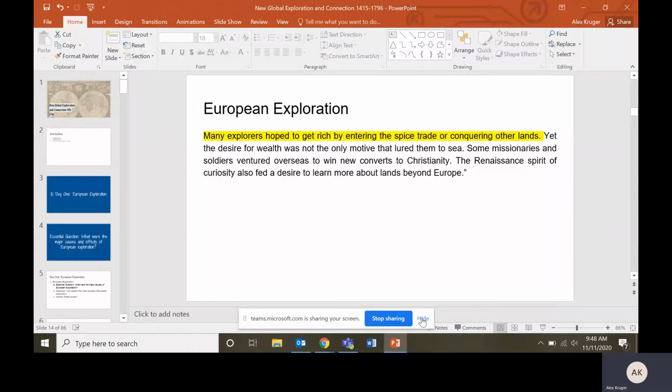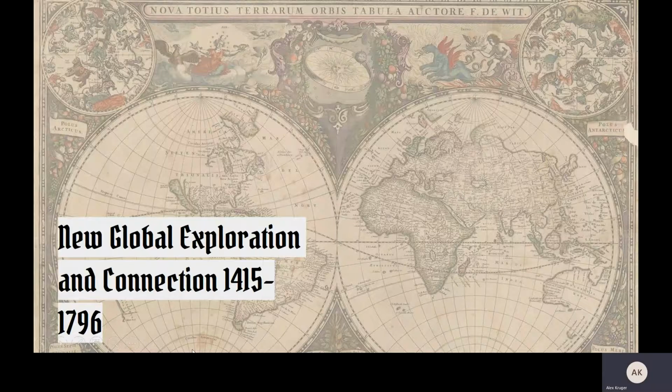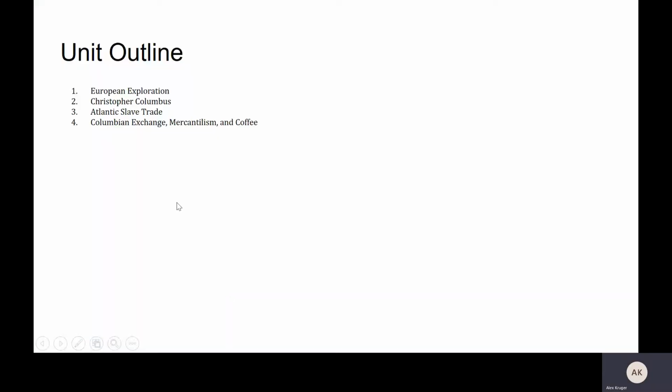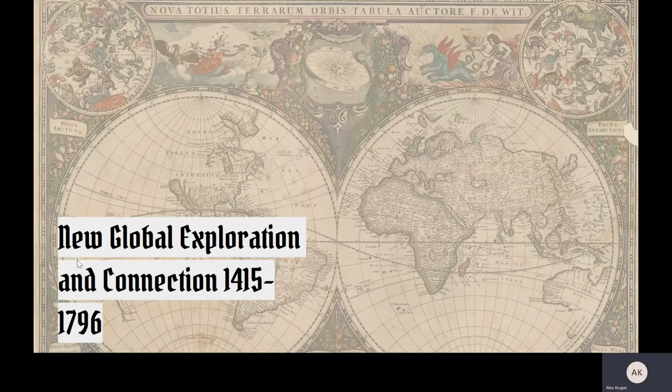Okay, so screen sharing, hide. Let's pull up the old, there it is. Laser pointer. So: New Global Exploration and Connection, 1415 to 1796. I'm also going to post a little guided notes type situation with this, so you all can fill it out after the video, or during the video, or just referencing the slides, however you want to. But the assignment points will be the guided notes that come with this.